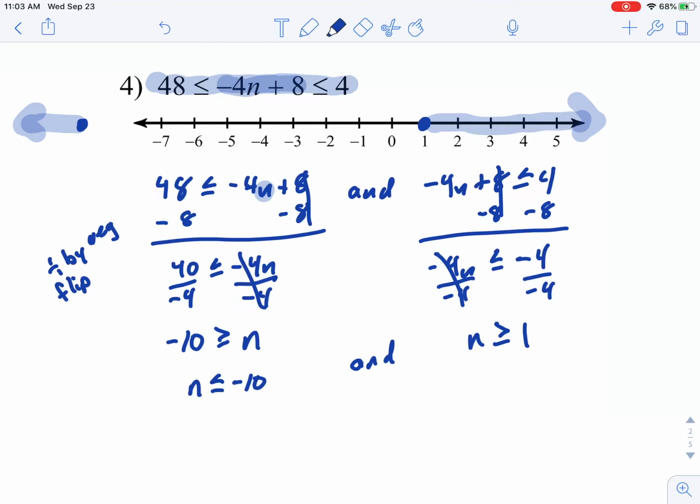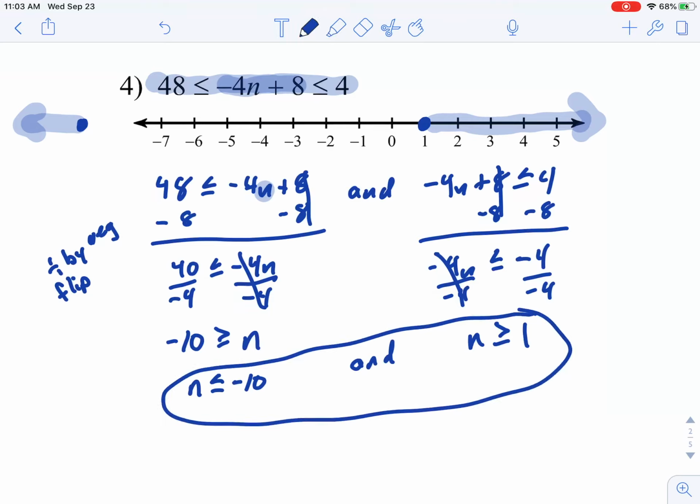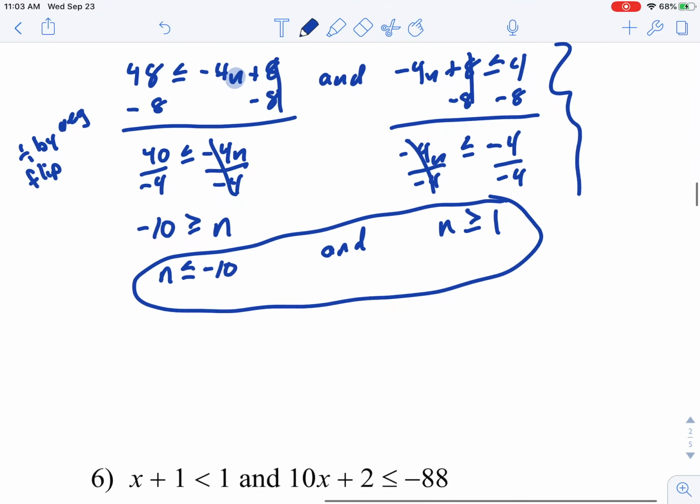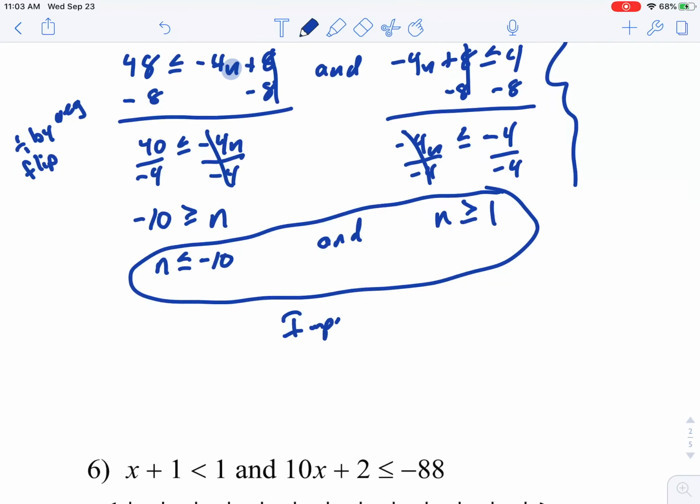So what's going on here? Let's go back to the logic of it. N is less than negative 10 and n is greater than 1. Can you think of a number that is less than negative 10 and greater than 1 at the same time? That's impossible. The same number cannot be less than negative 10 and greater than 1. That'd be like saying, can you be older than 30 and younger than 15? No, you can't. It's impossible. We still had to do a bunch of work to get there, but what we have here is impossible.